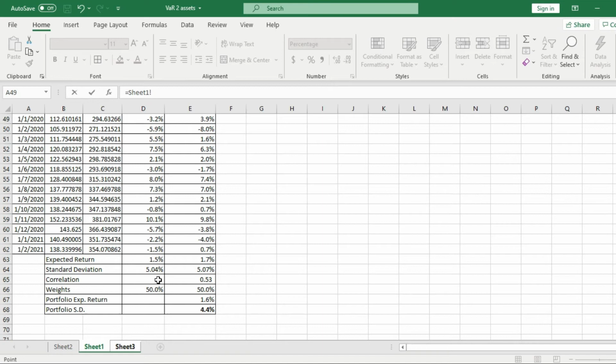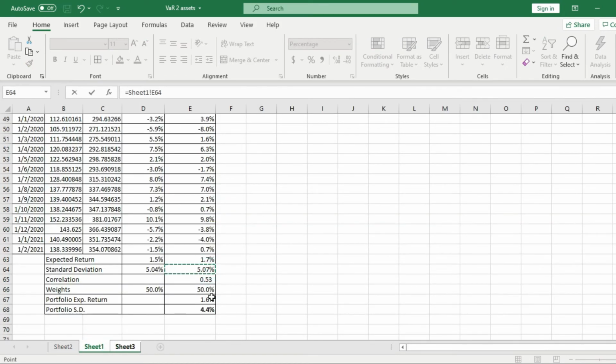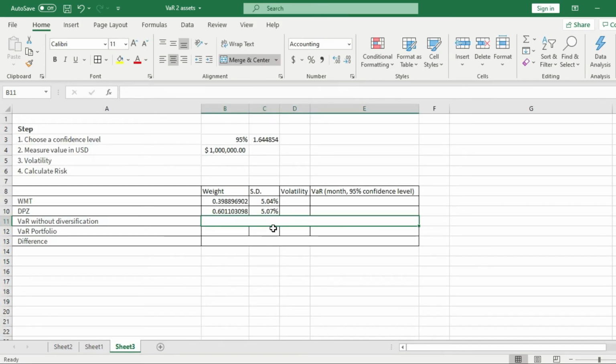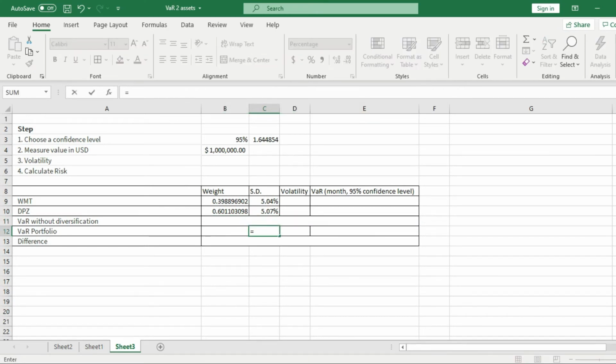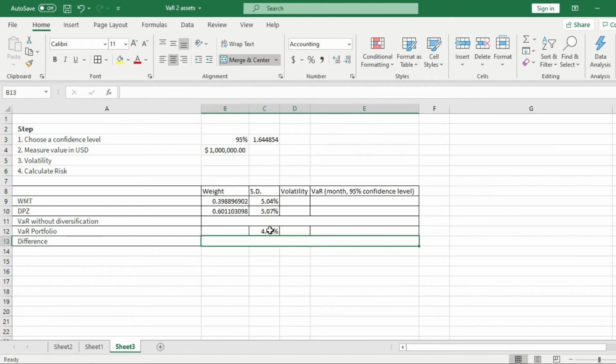Now let's look for the standard deviation of the individual asset of Walmart. Here it is. The standard deviation of Walmart is 5.04%. The standard deviation of Domino's Pizza is 5.07%, and the standard deviation of the portfolio was, let me see, 4.4%. So you gain something when you diversify. The standard deviation becomes lower.